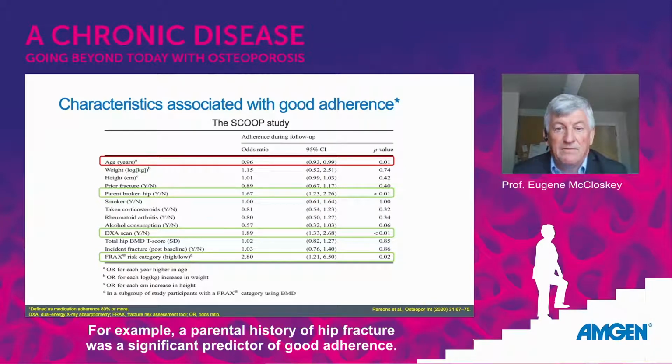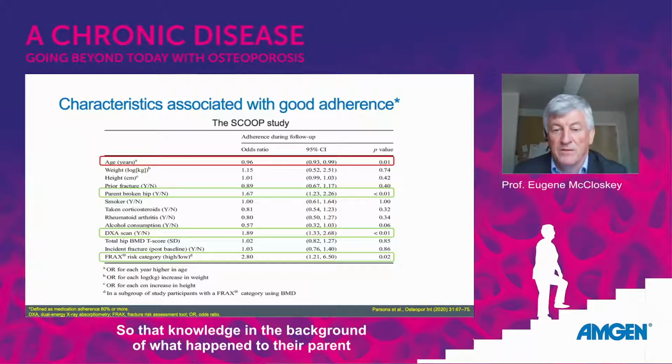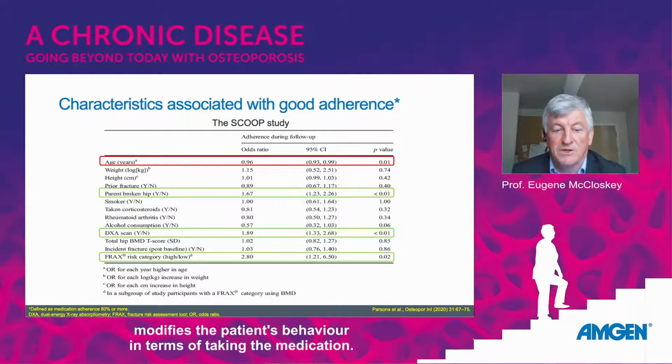For example, a parental history of hip fracture was a significant predictor of good adherence. So that knowledge in the background of what happened to the parent modifies the patient's behavior in terms of taking the medication. Having access to a DEXA scan also had an impact.